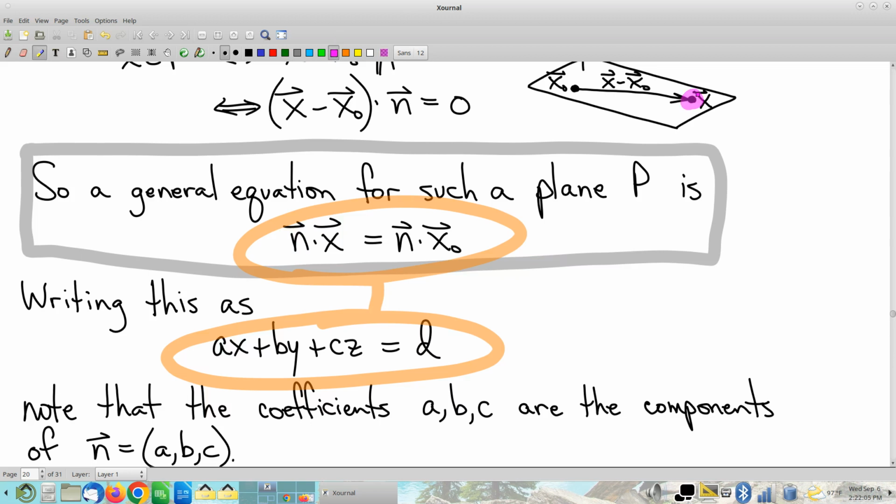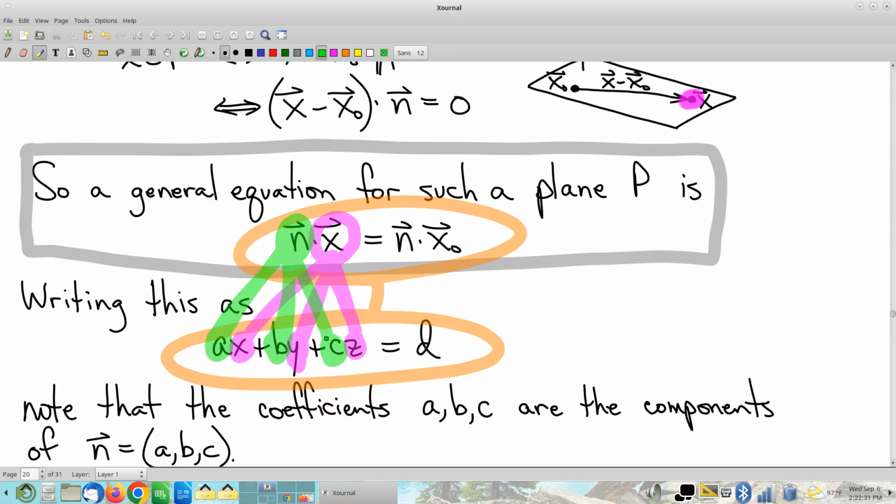We want that to remain open. That could be anything, but it's going to have coordinates that we can at least give names to. Let's call them x, y, z. And notice with that said, the coordinates of our normal vector tell us what the coefficients ought to be in that equation.